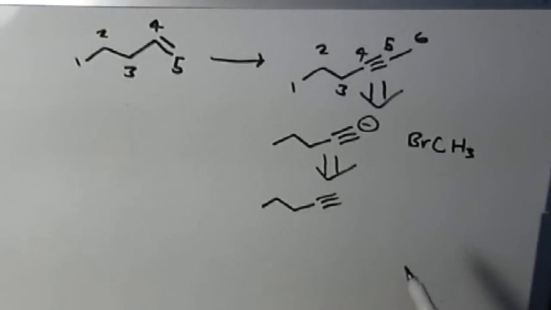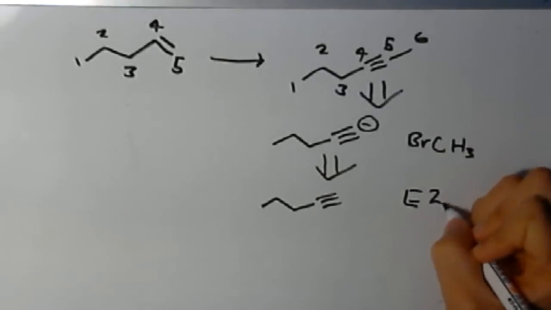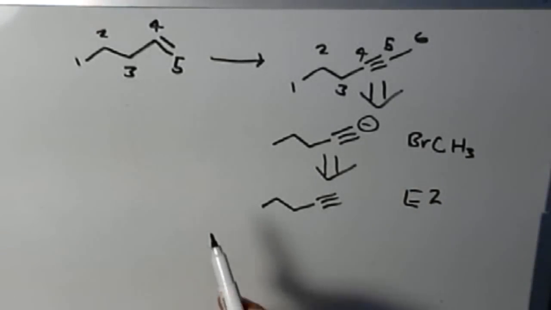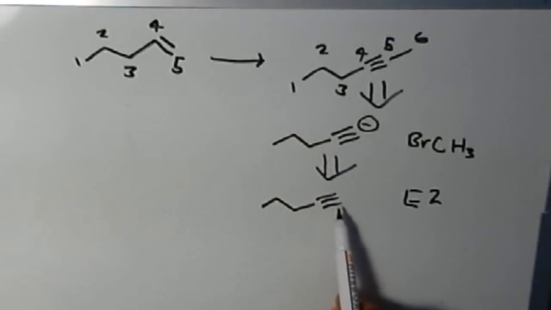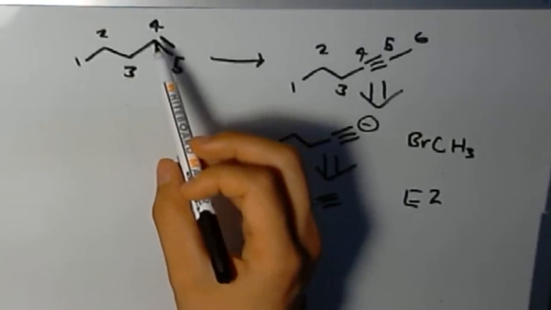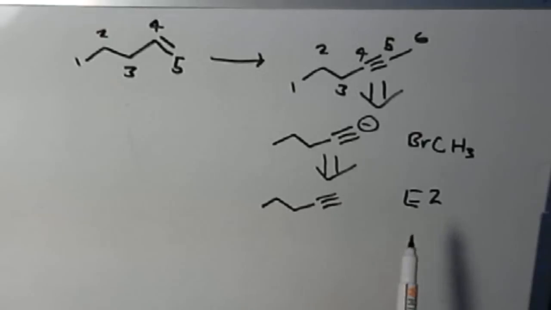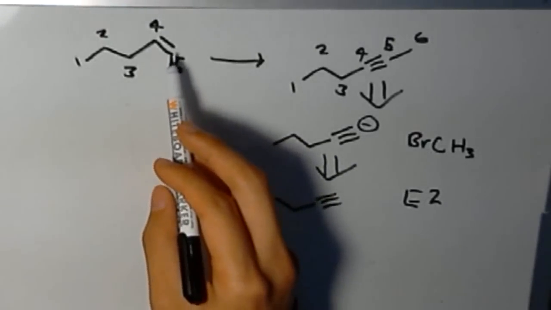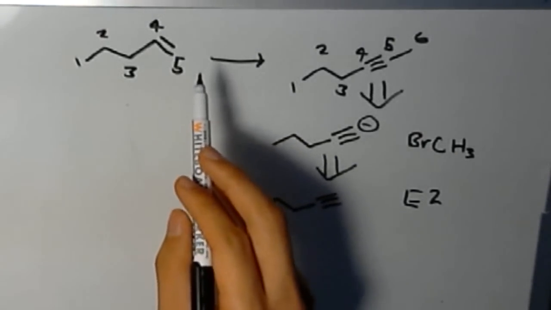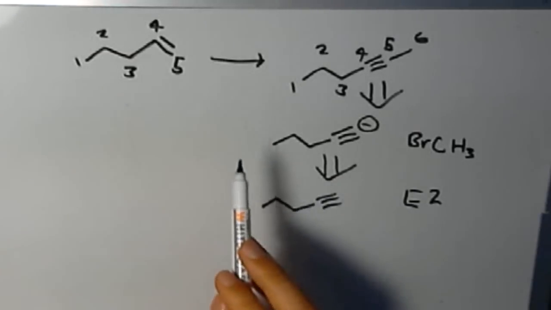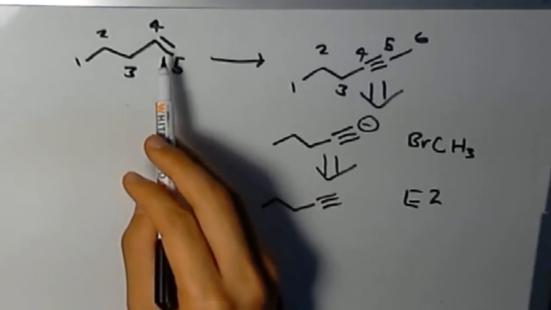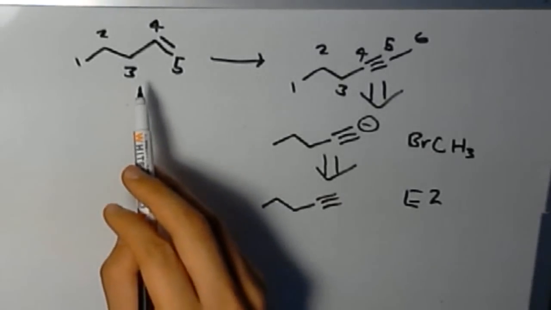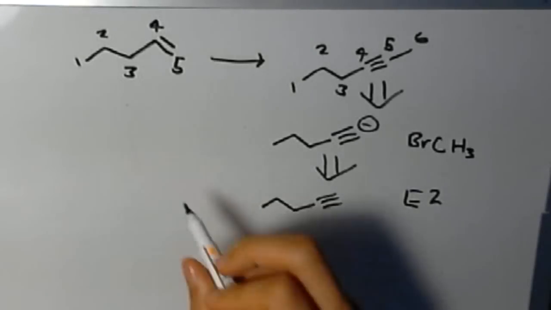And when we do E2, you have to have a leaving group. Well, that would work if we had a leaving group here. We could go straight to the alkyne, right? But we have no leaving group here, and we want to create 2 leaving groups. If we go to the alkane with single bonds and 2 leaving groups, then we can get to the alkyne. So how do I add 2 leaving groups to the alkene?